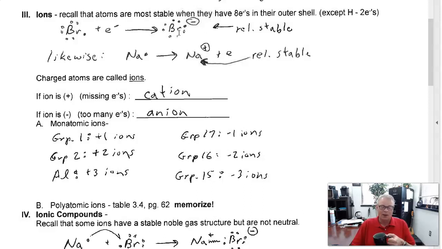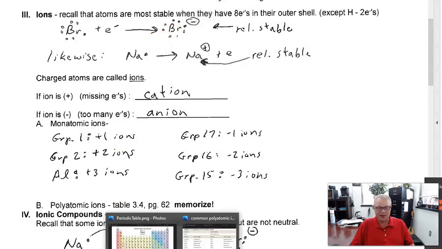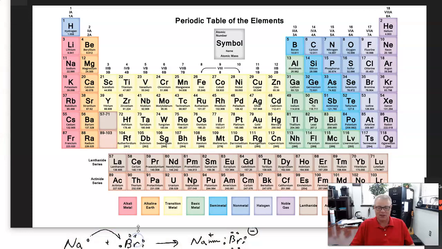All right. Well, likewise, here's a sodium atom. Sodium, if you look in the periodic table, is in group 1. Got your periodic table with you? So it's over here. Okay, so it's got 1 valence electron, right?